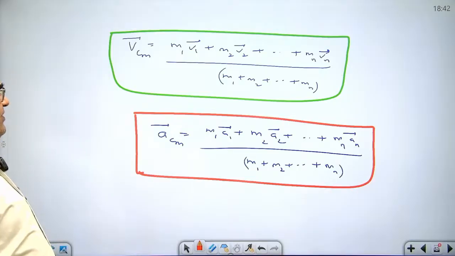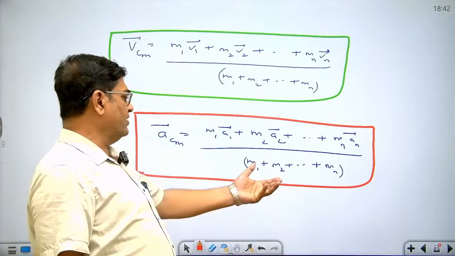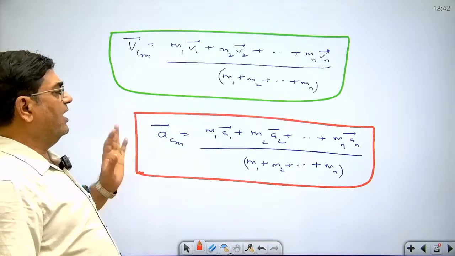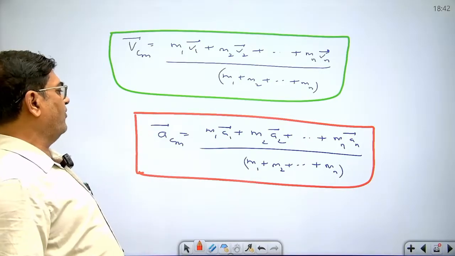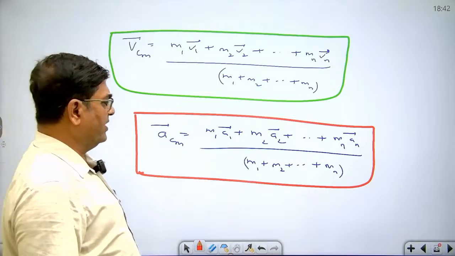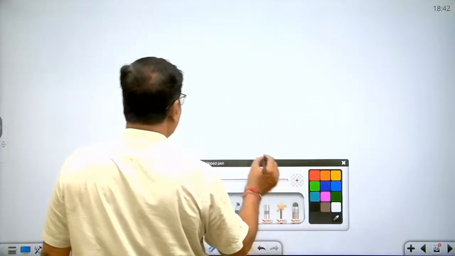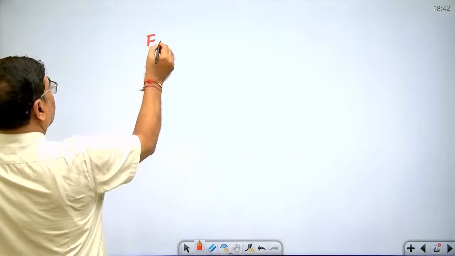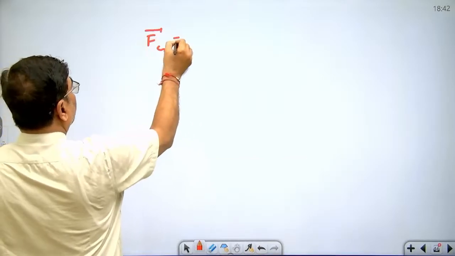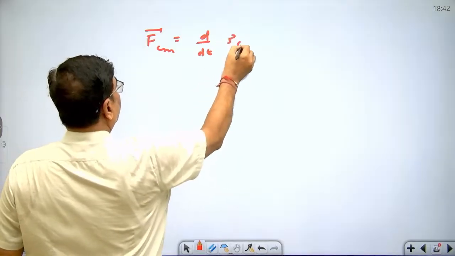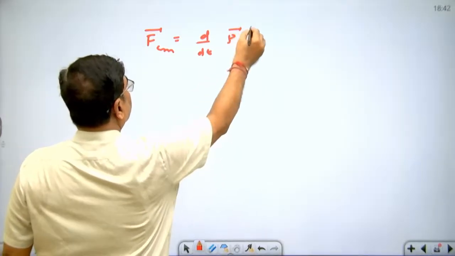Dear student, this equation is very important. This is total mass. When total mass is multiplied by acceleration of center of mass, this will be force on center of mass. And what is the equation of Newton's second law? Force equal to rate of change of momentum. So one very important relation I am telling you: the force on center of mass equals d by dt of momentum of center of mass.